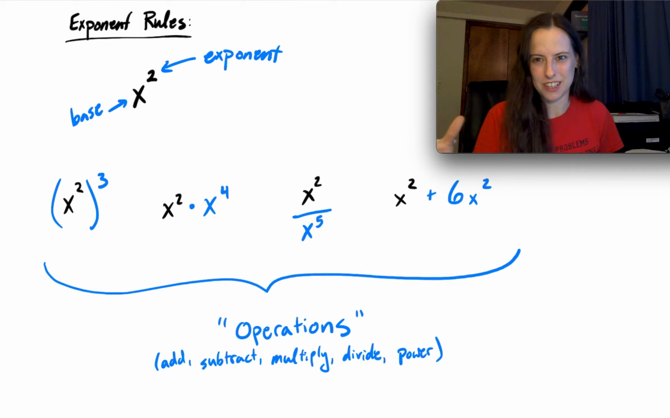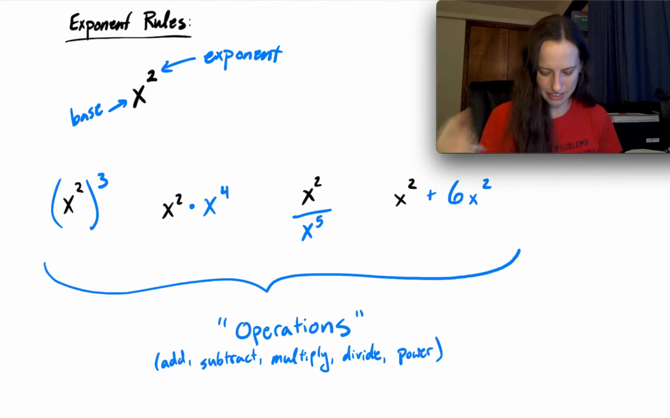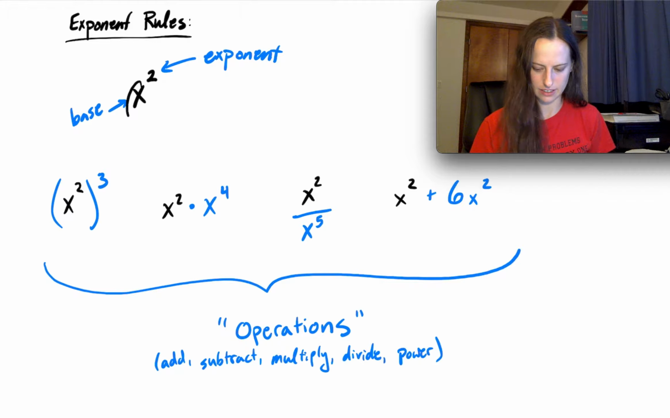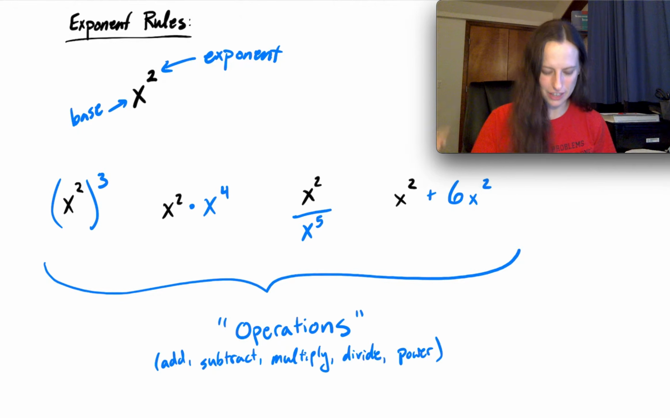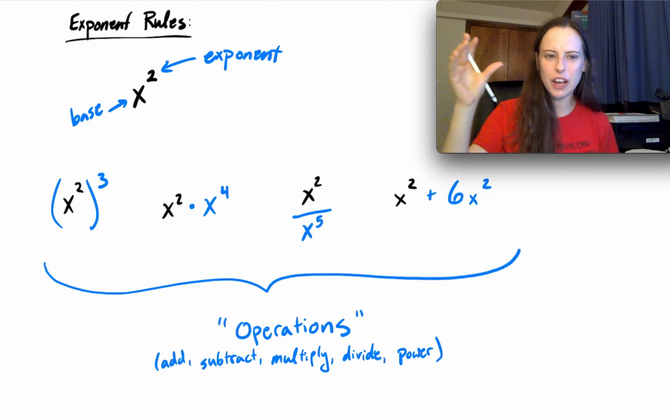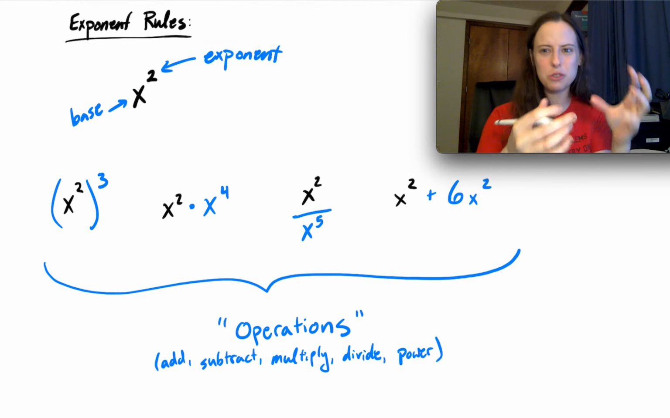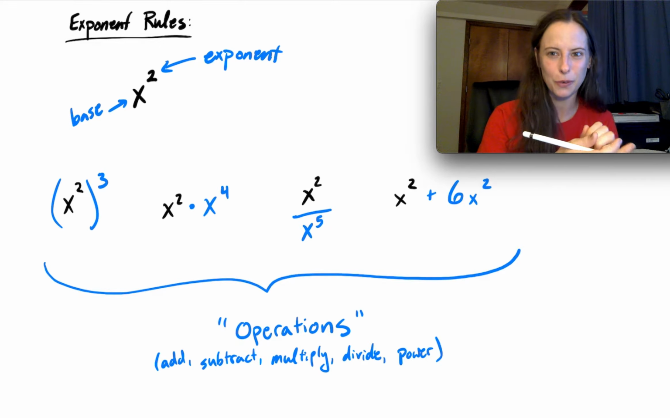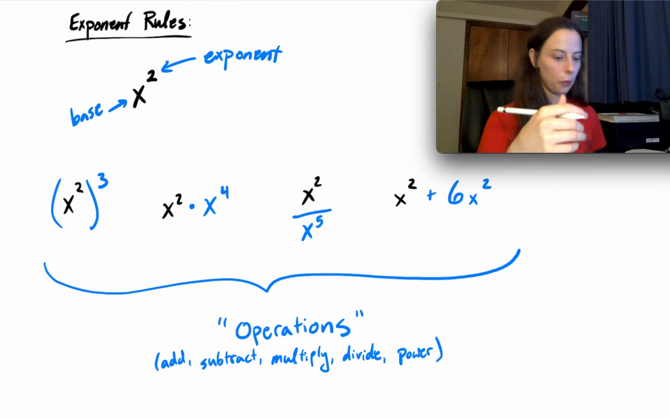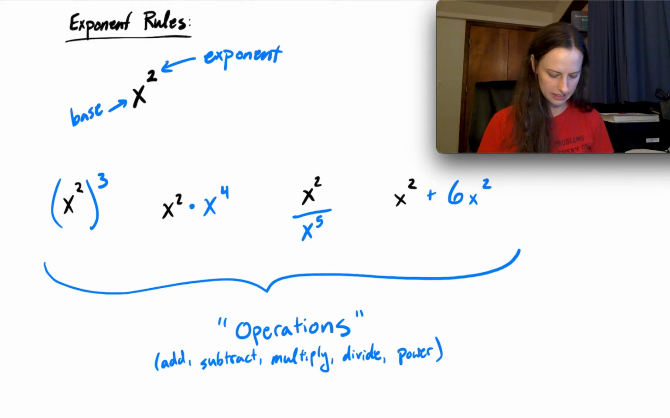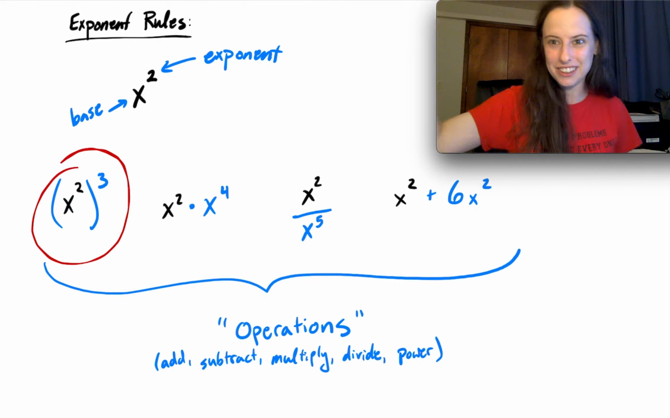With exponents, you've got a base and you have the exponent. The base is the number or variable that is raised to the exponent. And once you have this base and the exponent, those two things go together, and then we can do different things to that base and exponent pair. We could raise it to a higher power, like you see here, x squared to the third power.